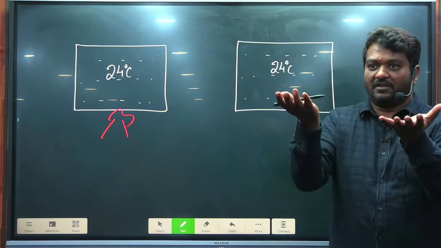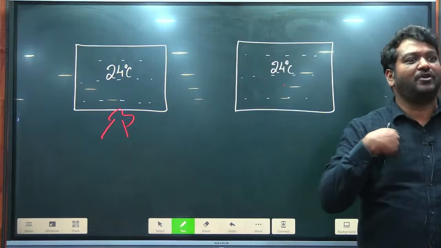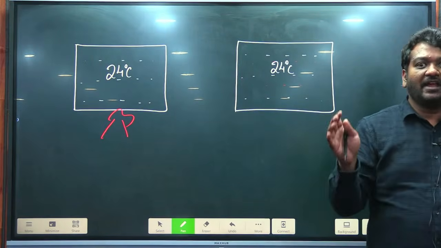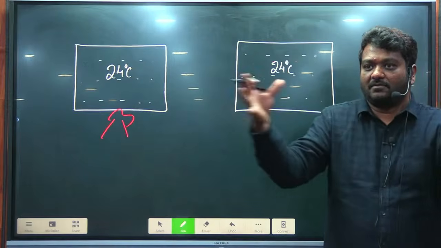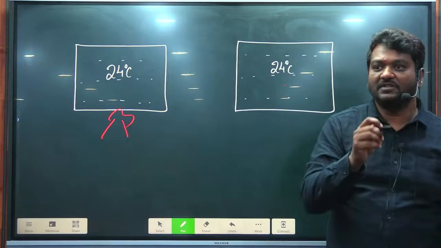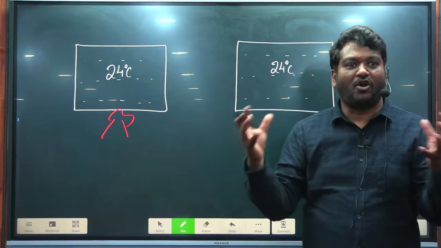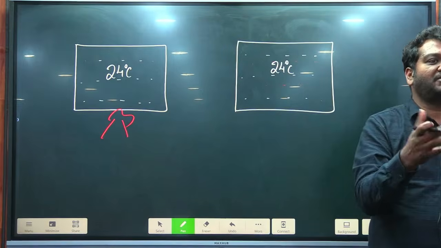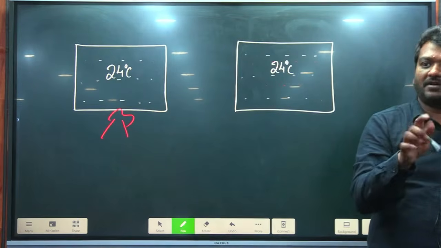Temperature increases. Second, can I say I don't have extra particles? I don't have more particles. Can I say if I bring them closer, will temperature increase? What is it called? Compression, contraction. Compression or contraction increases temperature, correct?